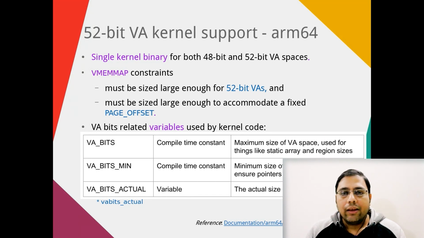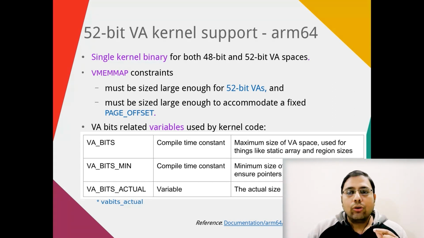One is VA_BITS, which denotes the maximum size of the virtual address space. The next one is VA_BITS_MIN, which denotes the minimum size of the virtual address space. And then the most important one, which is vabits_actual. It denotes the actual size of the VA space. So if you want to really check the VA address space range supported by your running ARM64 kernel, you should look at the value reported by this variable.